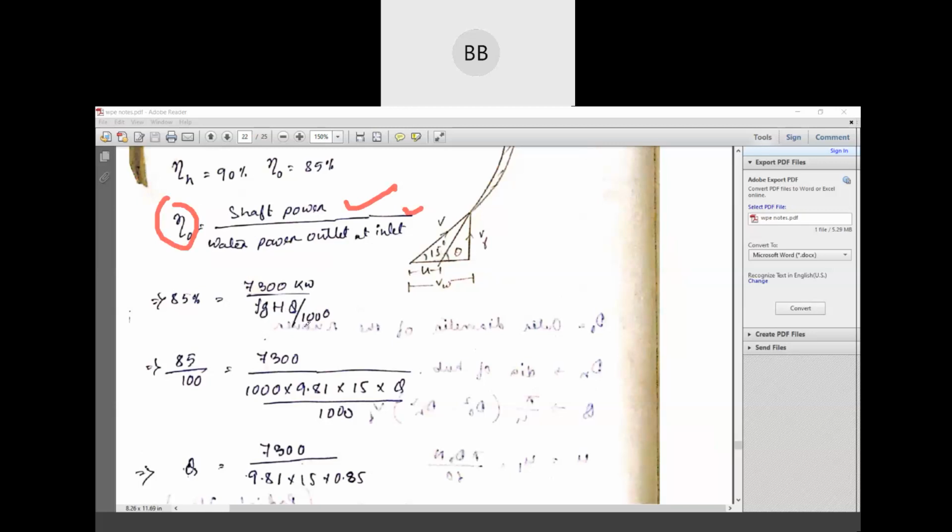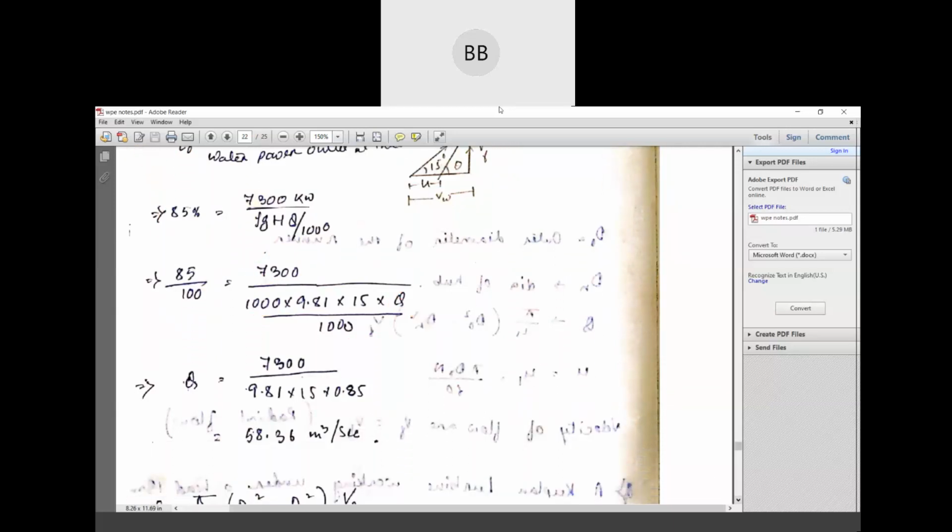Overall efficiency equals shaft power divided by rho G H Q divided by 1000. Here overall efficiency is given, shaft power is given, rho is equal to 1000, G is 9.81, H is 15, discharge is not known to us. So from here you can easily find out the discharge value. Find out the discharge and see if you are getting the same value or not: 58.36 meter cube per second.